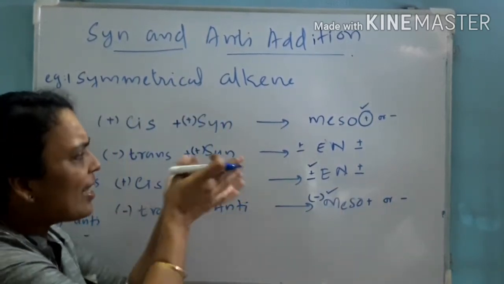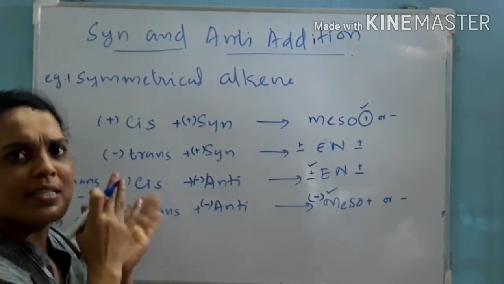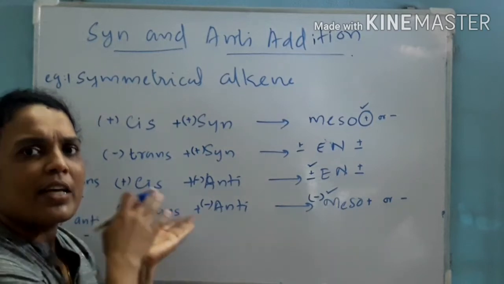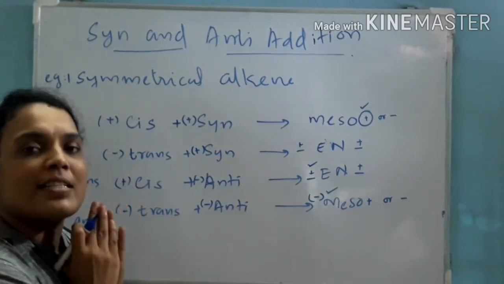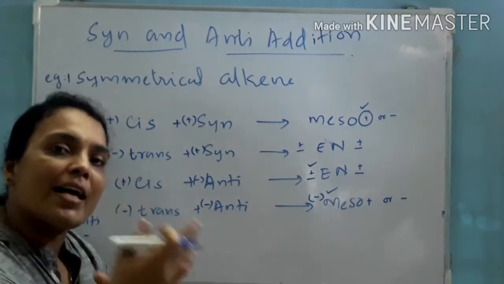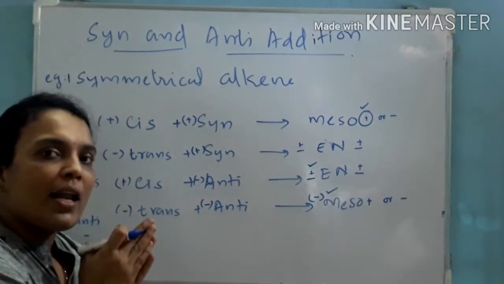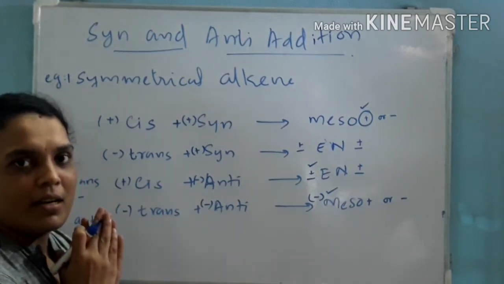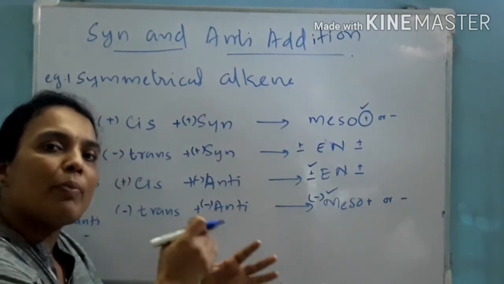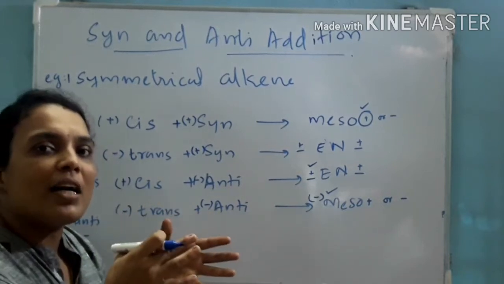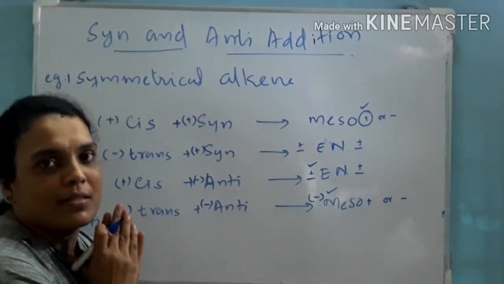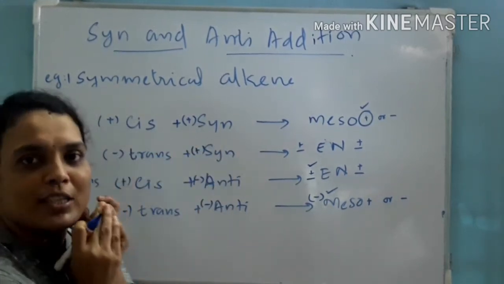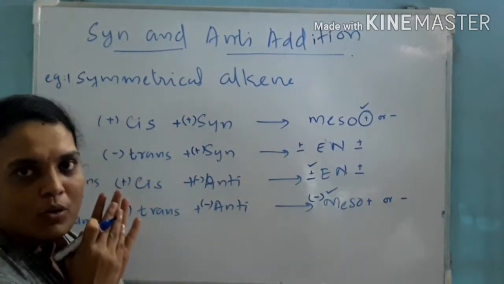Got it? It is easy to remember this cis and trans, syn and anti product. In the case of cis and trans isomer, consider cis as plus, trans as minus, as well as syn as plus and anti as minus. And meso compound is considered either plus or minus. Enantiomer is considered both plus and minus. So cis plus syn, both are plus. So the product is also plus. So that is a meso form.